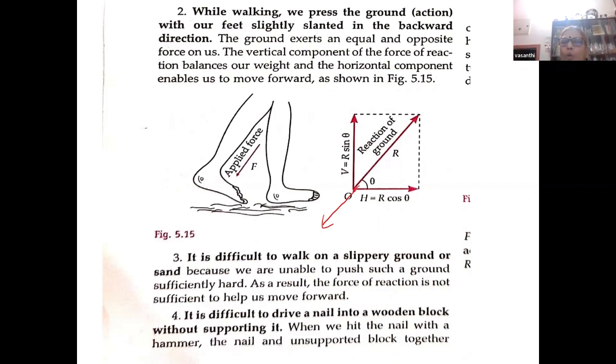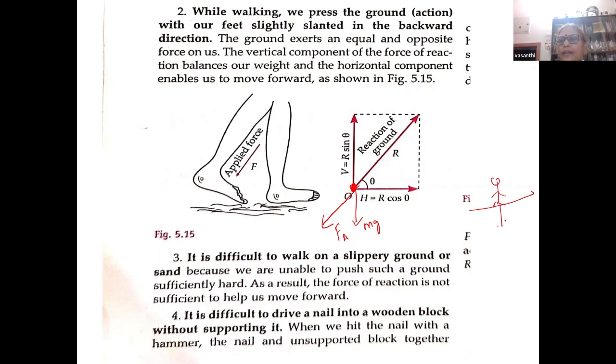We are applying force in this direction. The ground in turn exerts a reaction. So this is what we are applying: applied force. We are pushing the ground in the backward direction. The ground exerts a reaction force. This reaction force can be resolved along horizontal and vertical. The vertical force balances our weight.